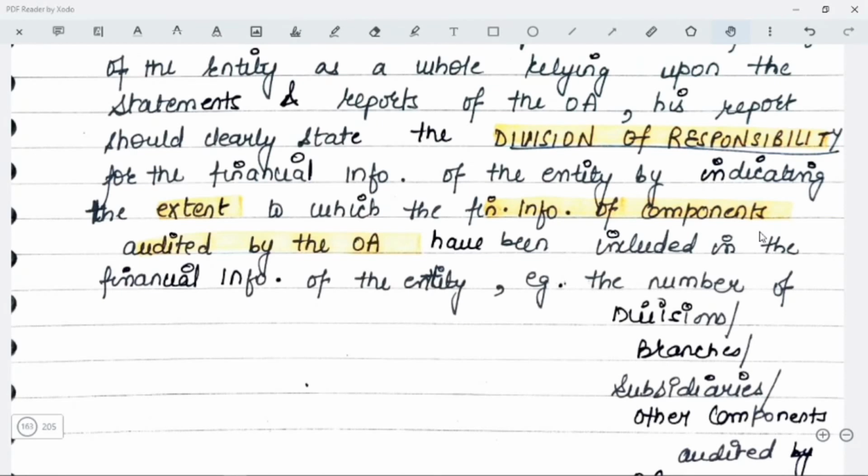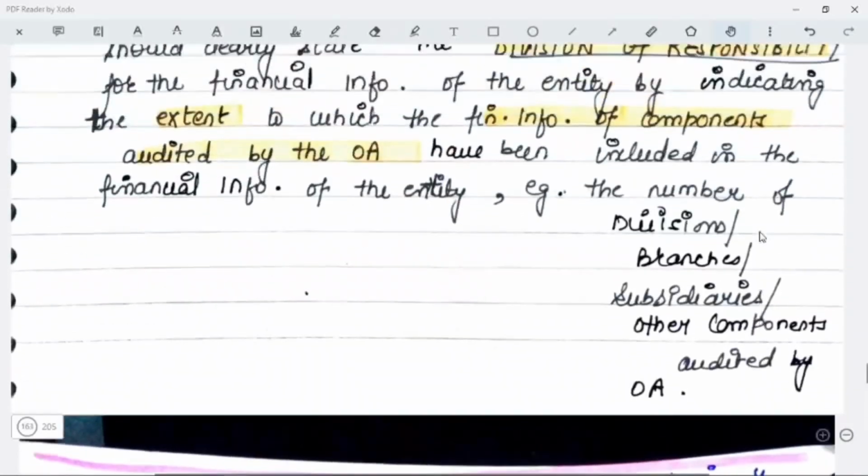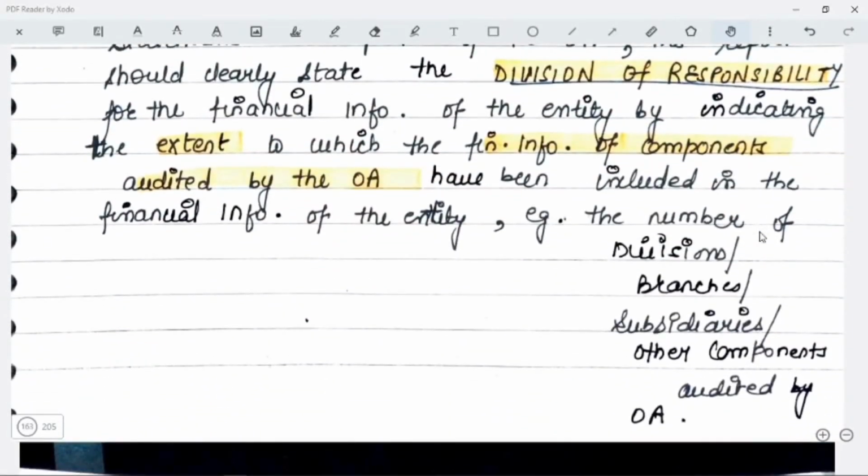Otherwise, the division of responsibility will be applicable in every case. Okay, so for this you need to mention the clear division of responsibility in the other matter para. Okay, so this is all about SA 600.